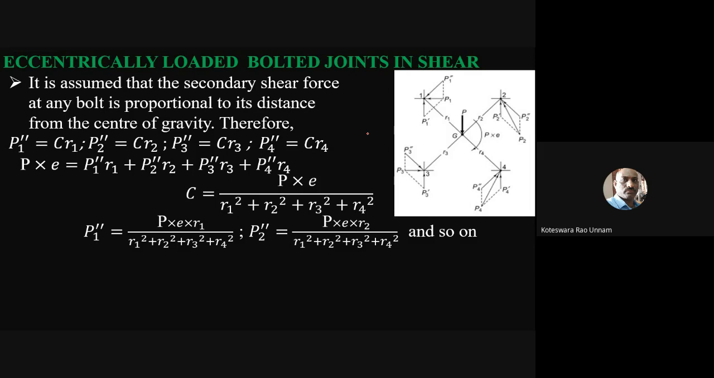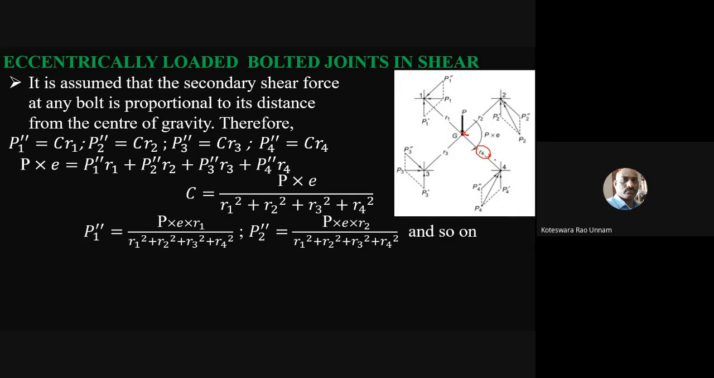To identify the bolt subjected to the maximum shear force, the principle we follow is the same as what we did in the case of riveted joints. You need to identify the bolt which is far away from G. So you have these R1, R2, R3, R4 values, and you need to compare them. You can easily identify the farthest point: the bolt with the larger R is the farthest from the center of gravity. That bolt is subjected to the maximum load.